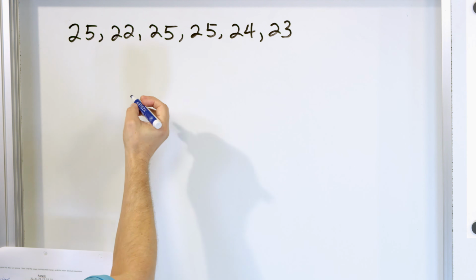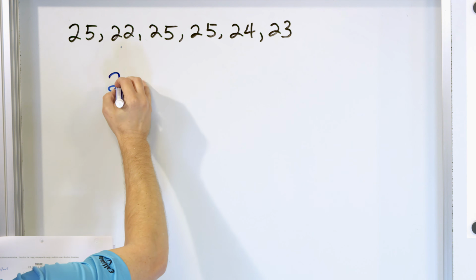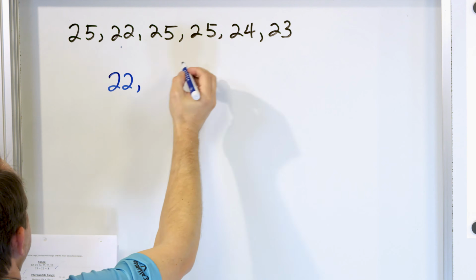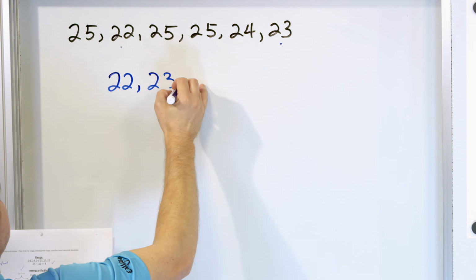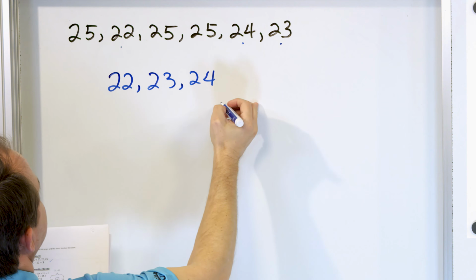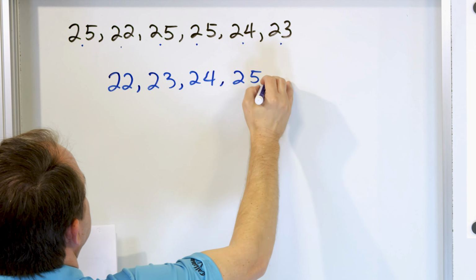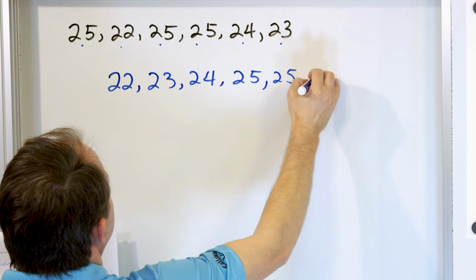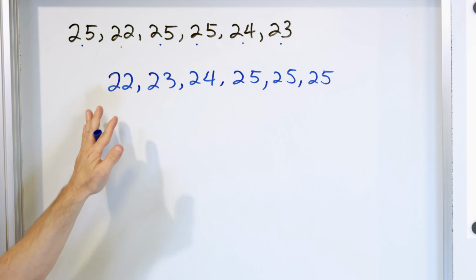We're going to arrange it from least to greatest. So the smallest number on this list is 22. And going up from there, we have a 23-year-old, right? And then we have a 24-year-old right here. And then at the end, we have 25, 25, and 25. So 22 to 25. Now, before we do anything else, let's plot this data.